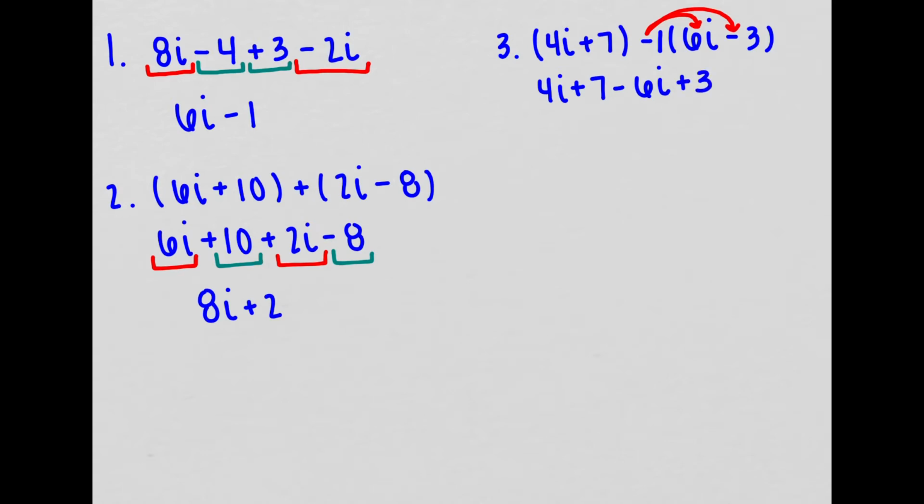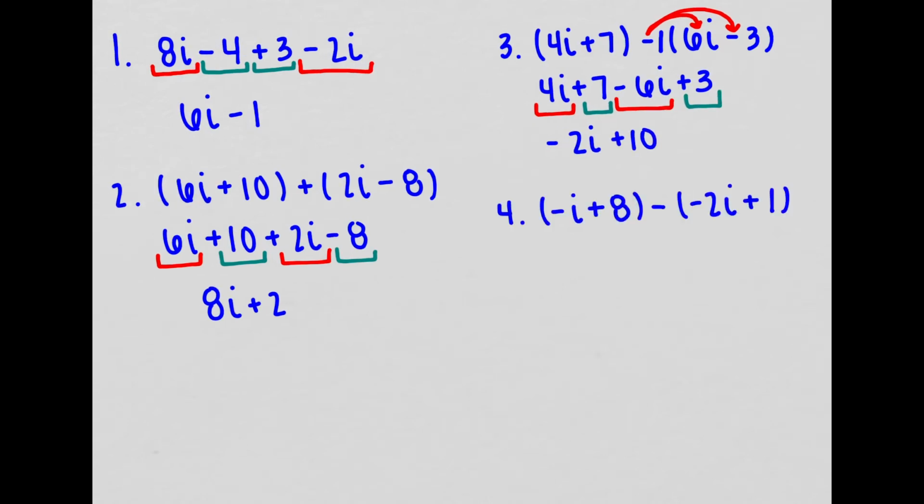Now I can start combining my like terms. 4i can be combined with minus 6i, so 4 minus 6 gives me a negative 2i. And then I can do the same thing with this positive 7 and the positive 3. When I combine them together, I get a positive 10.